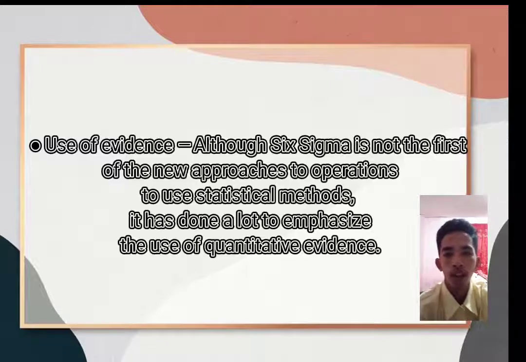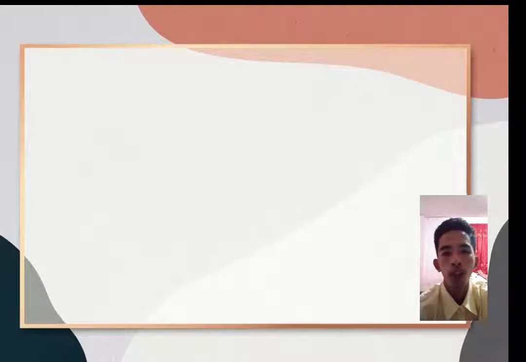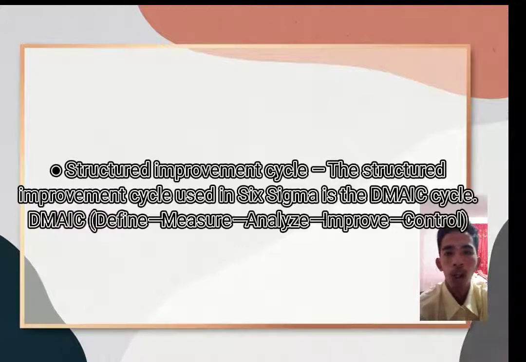Use of evidence. Although Six Sigma is not the first of the new approaches to operations to use statistical methods, it has done a lot to emphasize the use of quantitative evidence. Evidence is used to prove an argument made by individuals or groups that believe something to be true or fact. Structural improvement cycle. The structural improvement cycle used in Six Sigma is the DMAIC cycle, or Define, Measure, Analyze, Improve, Control.